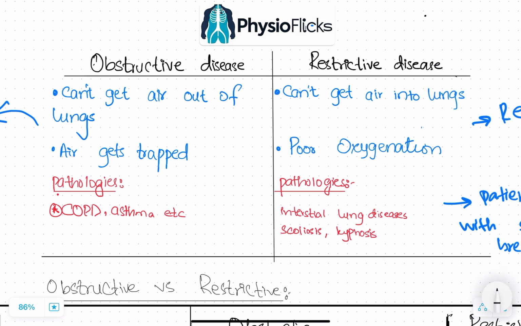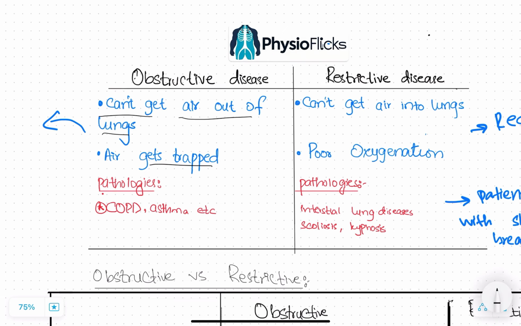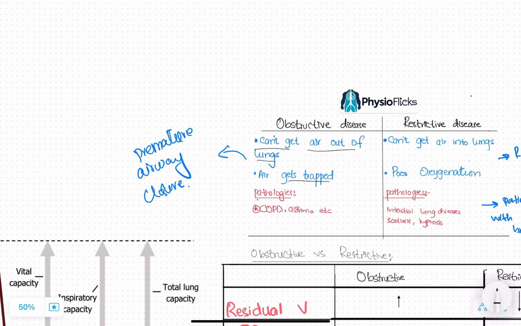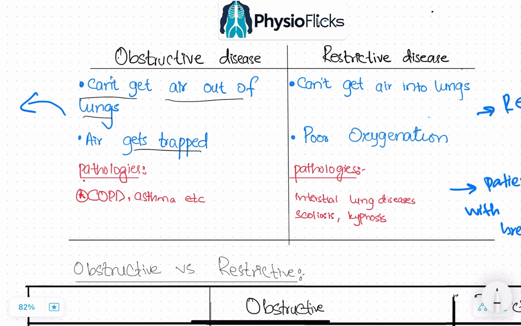So obstructive lung diseases are the diseases in which the patient cannot get the air out of their lungs. You would also find authors who write obstructive lung diseases as the air getting trapped in the alveoli of the patient. So we say that there is a premature airway closure and the patient cannot push the air out from the alveoli back into the atmosphere.